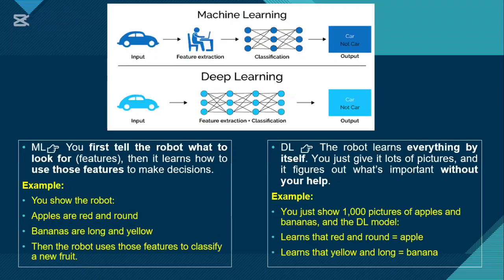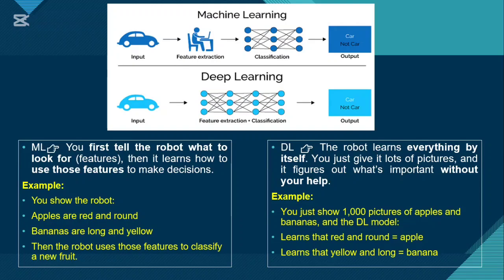So let's compare machine learning and deep learning now. Now, in machine learning, you first tell the robot what to look for. Then it learns how to use those features to make decision. For example, you show the robot, look, this is what an apple looks like. It's supposed to be red and round, whereas bananas are supposed to be yellow and they're long. So then the robot uses those features to classify new fruit. So you're already telling the model that, look, this is how the data is supposed to look like. This is what you're supposed to identify.